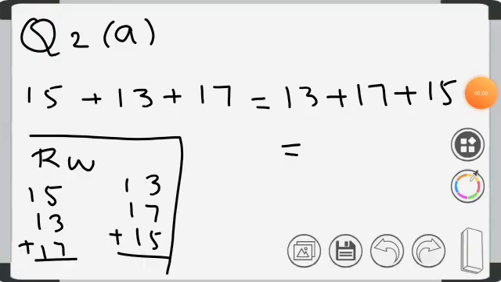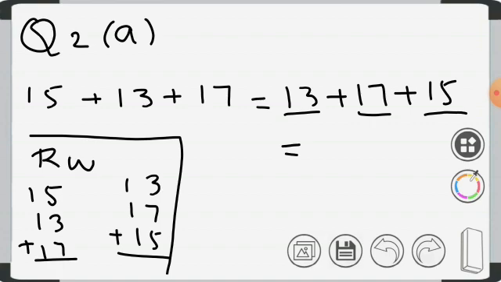Question number 2. Add the numbers in each sum in a different order. We will solve part A on the whiteboard. Then you have to practice this question by yourself. The answer key will be given at the end of this video. Number 2, part A. First one is 15 plus 13 plus 17. Then I change the arrangement: first 13, then 17 and then 15.